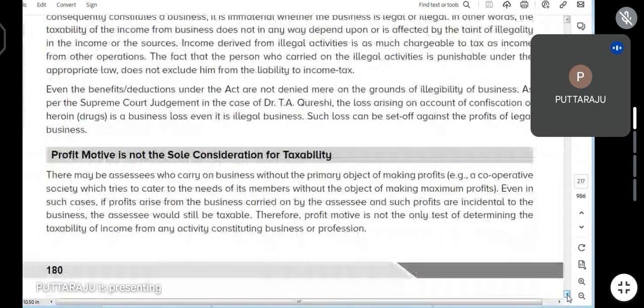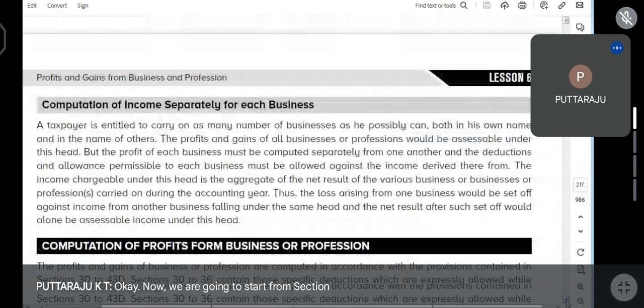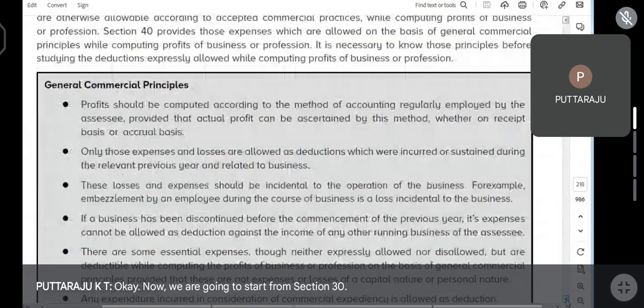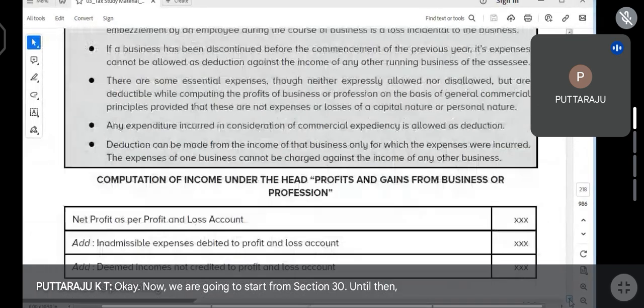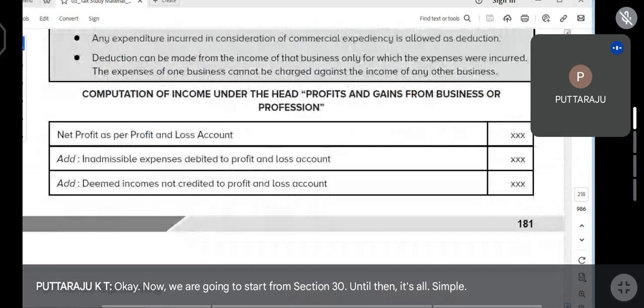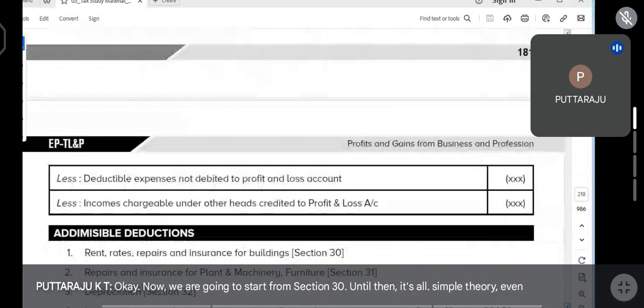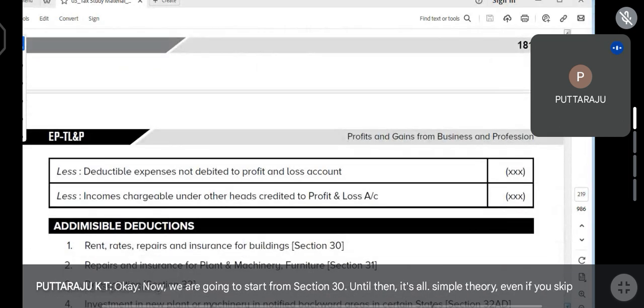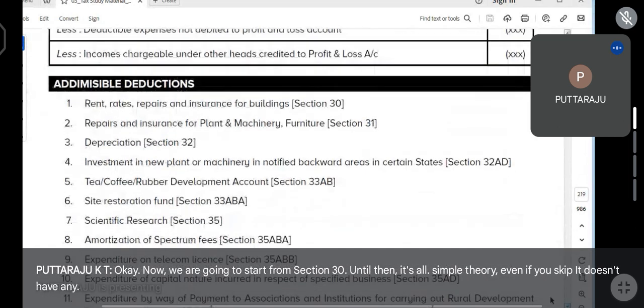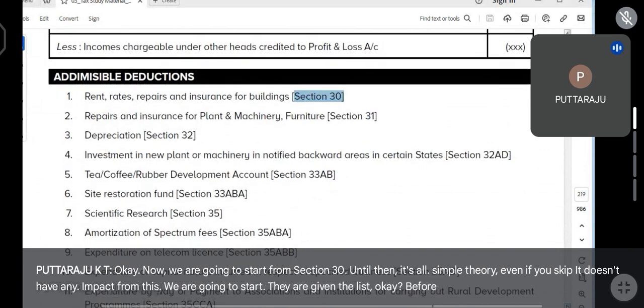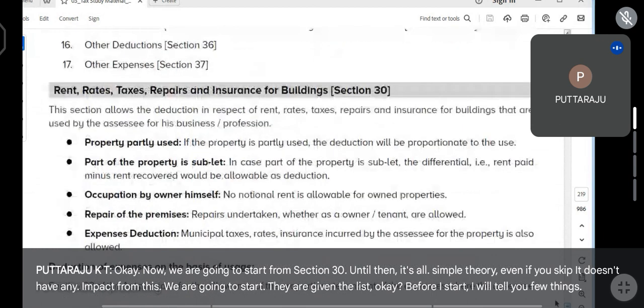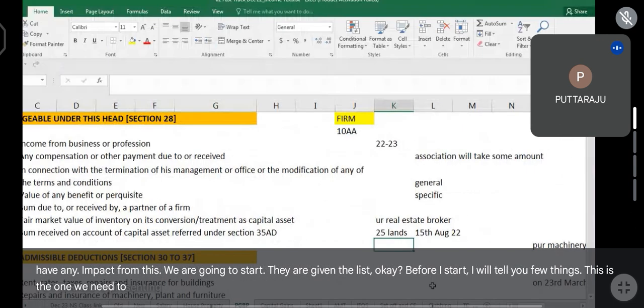Okay, now we are going to start from section 30. Until then, it's all simple theory. Even if you skip it, it doesn't have any impact. From this, we are going to start. They have given the list. Before I start, I will tell you a few things. This is the one we need to start.